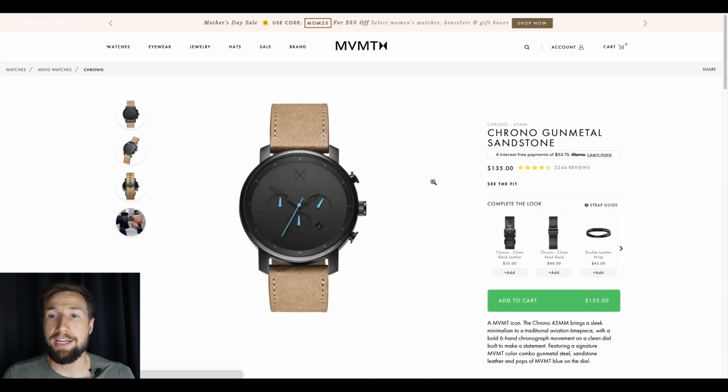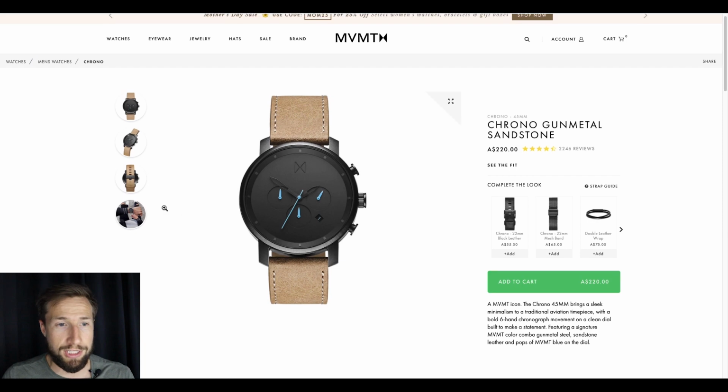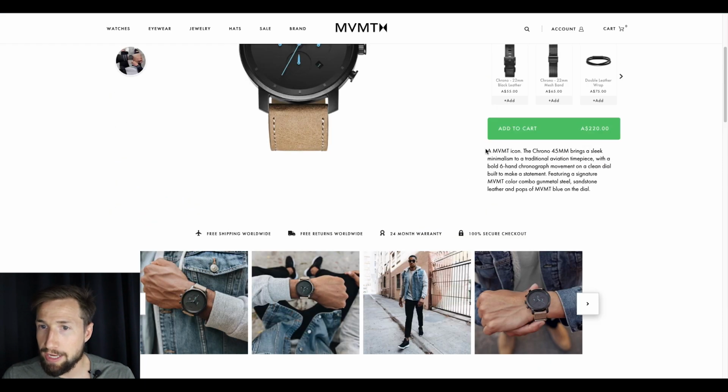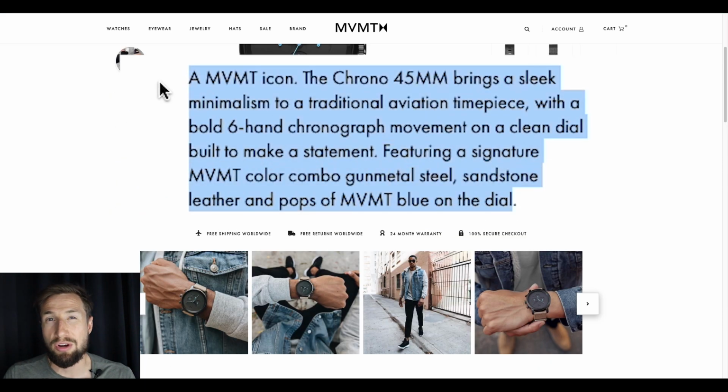And this product page here is for Movement. These guys sell these watches here, and scrolling to the actual product description of Movement icons. So I'm guessing this is probably a very popular product. The Chrono 45mm brings a sleek minimalism to a traditional aviation timepiece with a bold 6-hand chronograph movement on a clean dial built to make a statement.